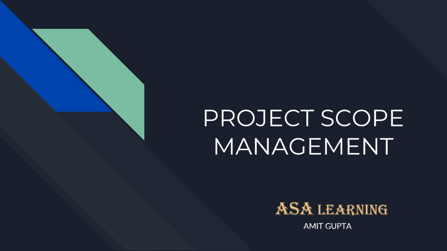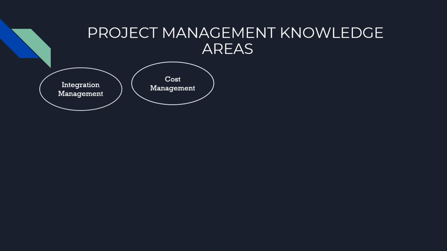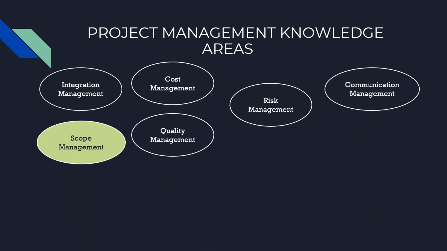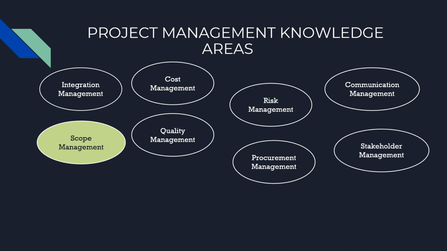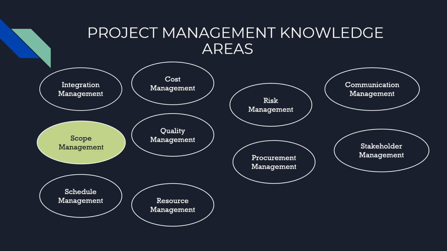Today we will be covering the project scope management area, one of the key knowledge areas, and its processes. As discussed in the last video, there are a total of 10 knowledge areas as per the PMBOK 6th edition: integration management, cost management, risk management, communication management, scope management, quality management, procurement, stakeholder management, schedule management, and resource management.